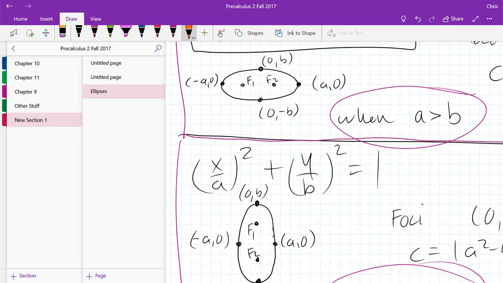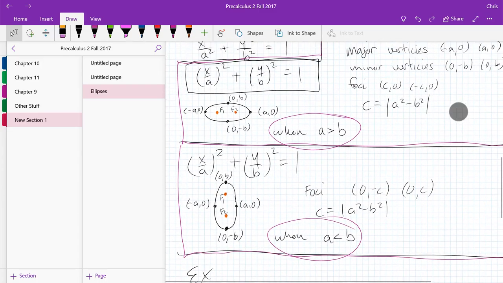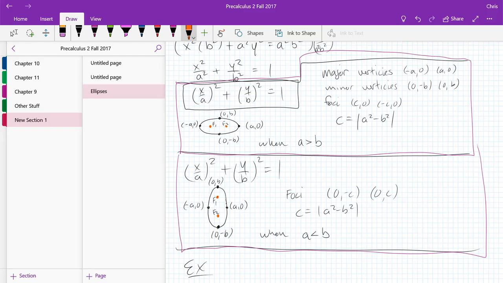Maybe I'll highlight that in orange. So the foci are really what change here. So that's the main, really the only difference here. And it comes from this inequality right here, which I'll make orange instead. Those inequalities determine which of the two situations you have.